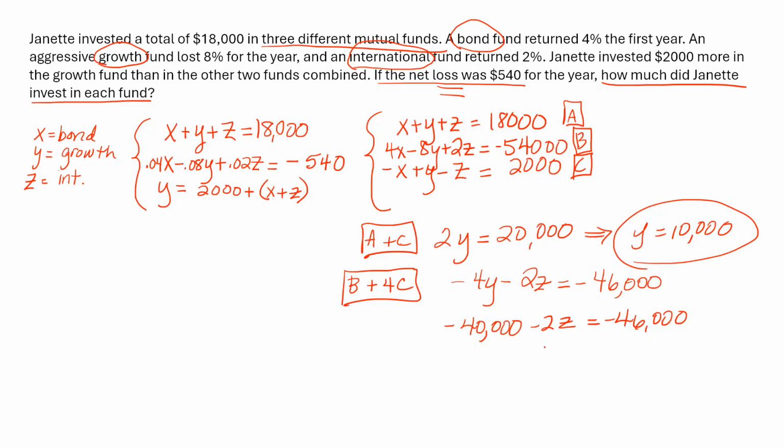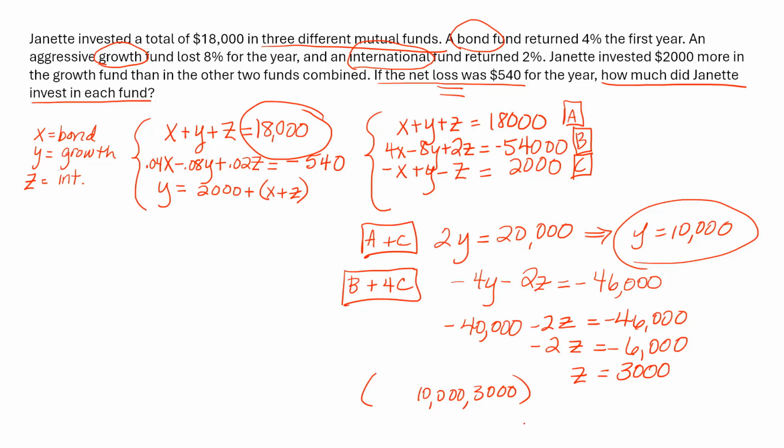And add 40,000 on both sides. So negative 2z is equal to negative 6,000. So z is 3,000. All right, so now I know y and z, so just go ahead and fill those in. Z is 3,000 and y is 10,000. And since she invested a total of 18,000, that's 13,000, so the other fund would be 5,000.